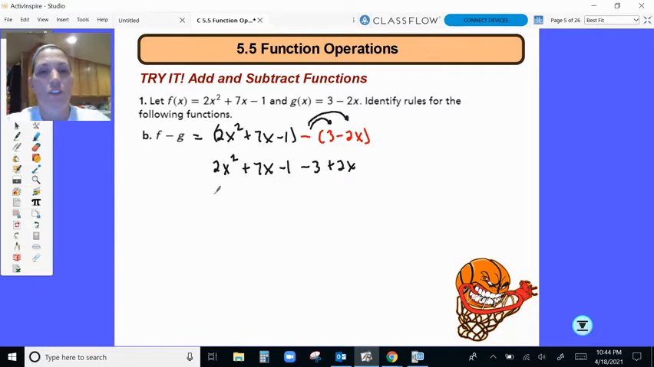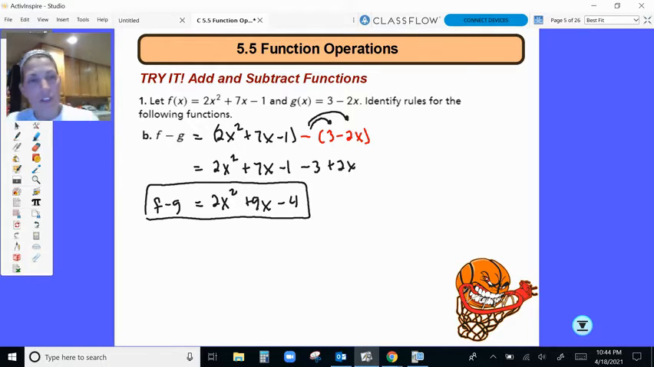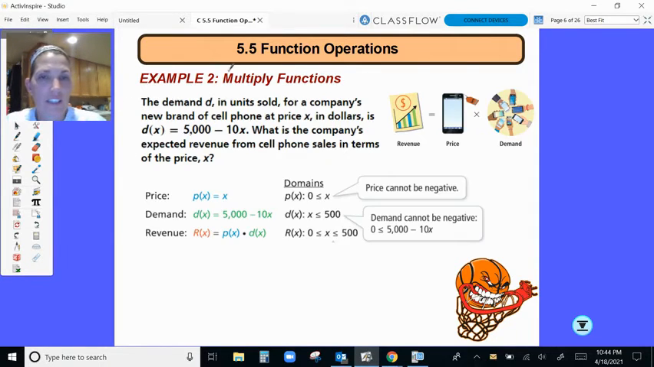Okay, so you have 2x squared, my equal sign here, and 7x and 2x gives you a positive 9x. And -1 and -3 gives me a -4. And that's my f minus g, is this guy. Okay, so now let's take a look at here.